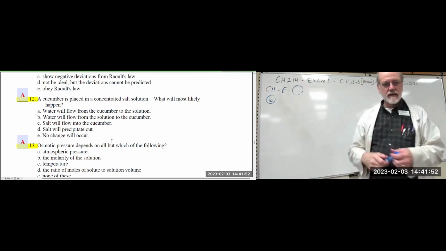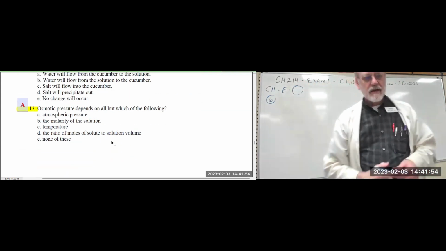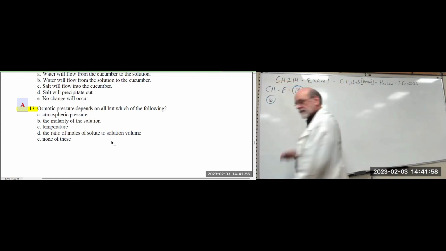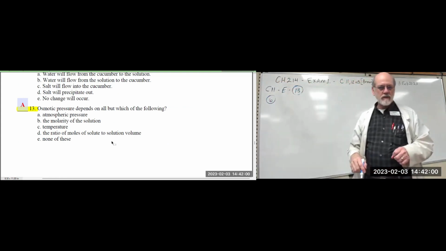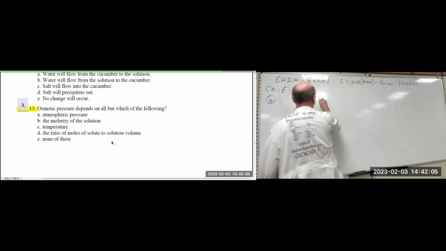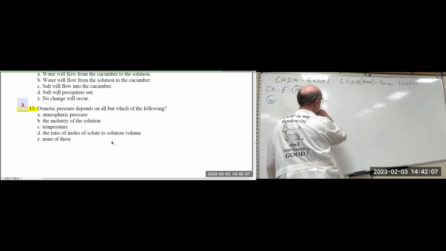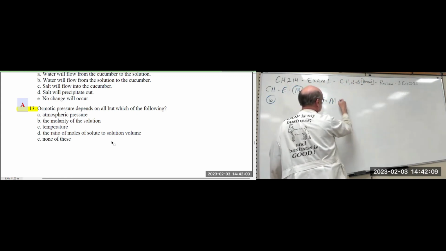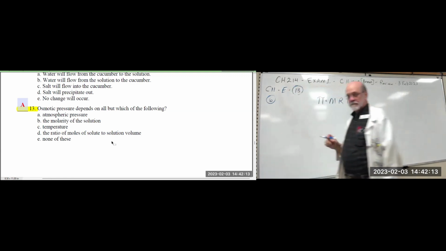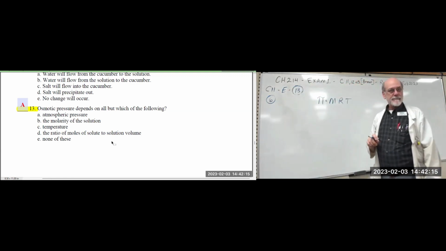All right, 13. Osmotic pressure depends on all but which of the following? Okay, osmotic pressure. What's the formula? Pi equals molarity, gas constant, and temperature.